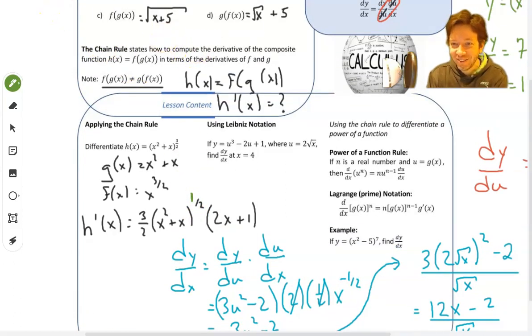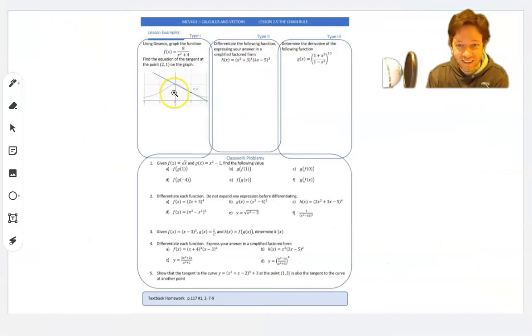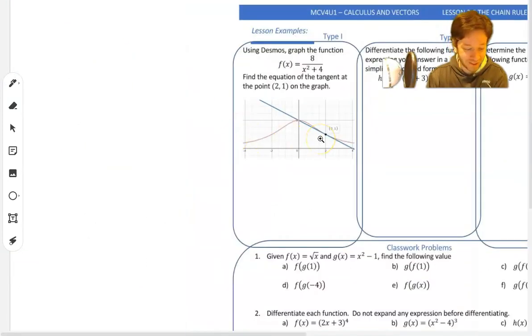All right, so let's try some sample questions. Our first one here says, using Desmos graph, so I did that for you, but then we're going to find the equation of the tangent at that point (2, 1) on the graph. So we have a point, right? You want to find the equation of a line. You need a point and the slope. So to find the slope, we need to find the derivative of that function at the point x equals 2. So let's do that.